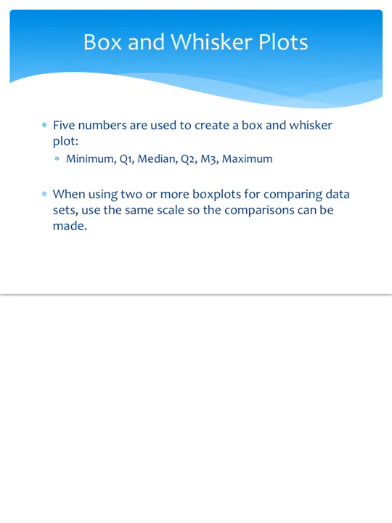When we talk about a 5-number summary, we're actually talking about the minimum, the first quartile, the median, the second quartile, the third quartile, and the maximum. We'll look at specifically how to make that box and whisker plot, but one thing to keep in mind is that if you're making 2 or more box plots when you need to compare data, make sure that you use the same scale so that the comparisons can be easily made.